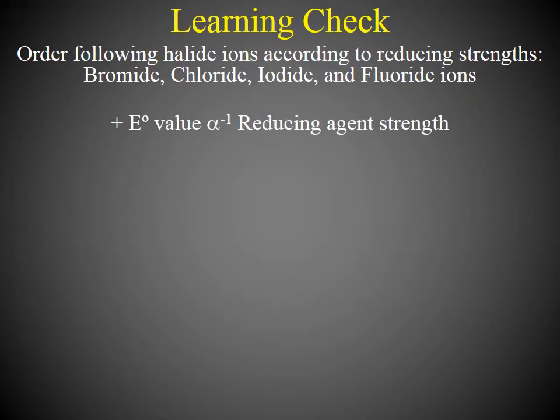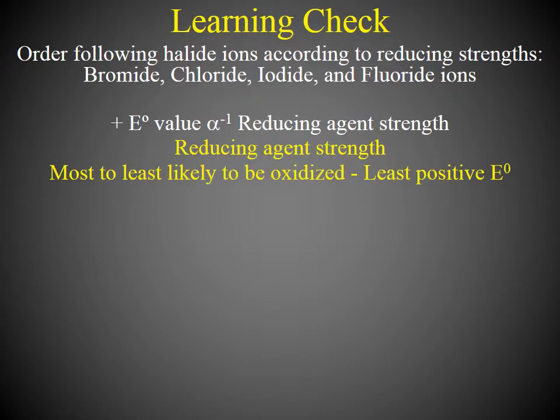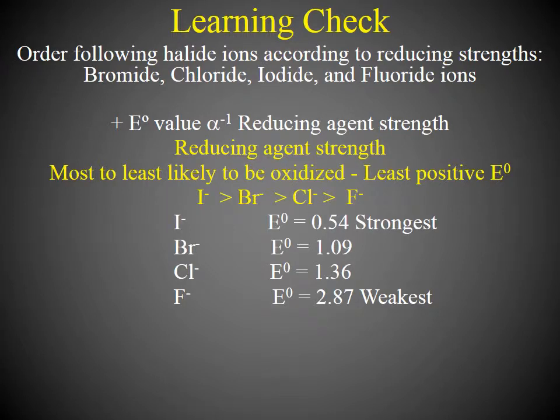So the higher the cell value for the reduction half reaction, the lower the reducing agent strength. In other words, the cell value and the reducing agent strengths are inversely proportional to each other. So the most likely to be oxidized is the one with the least positive cell value. And so here's the ranking, and here are the numbers to back it up.